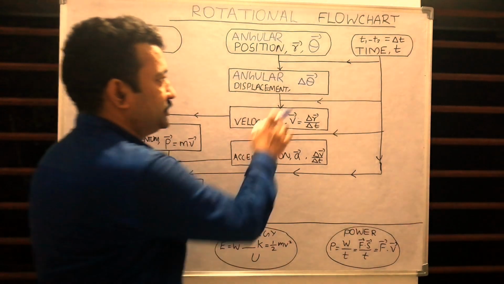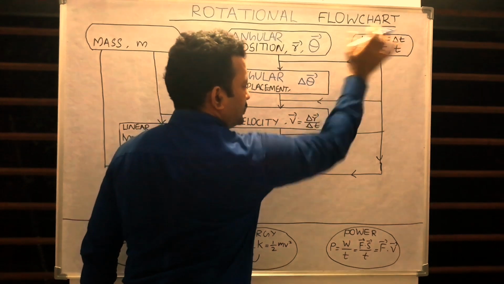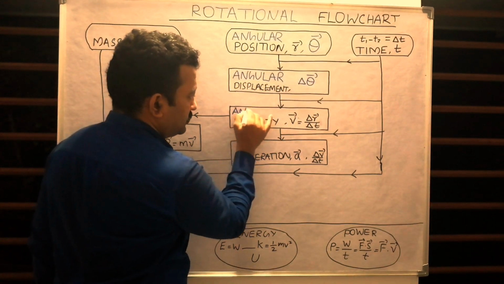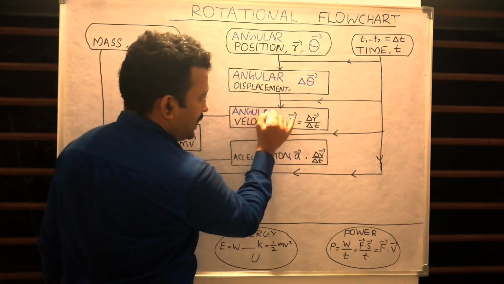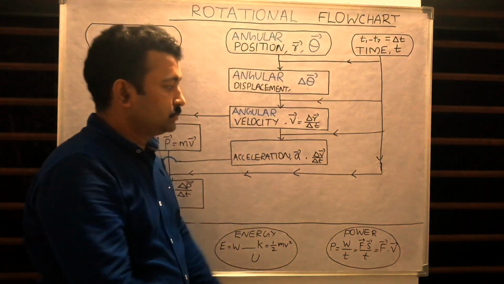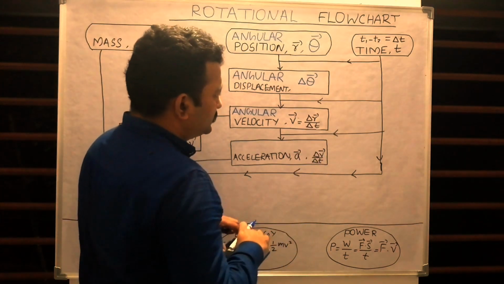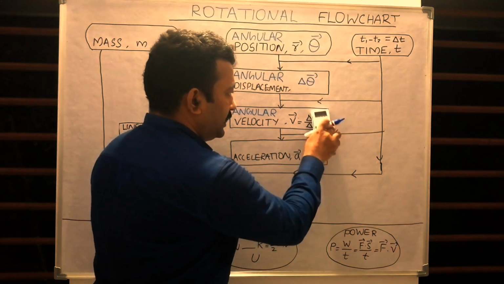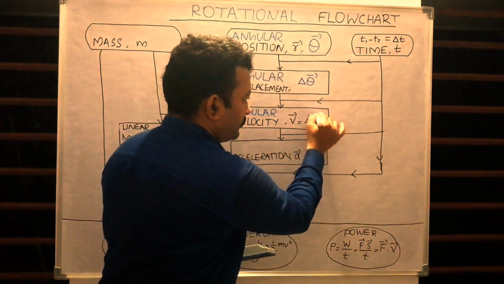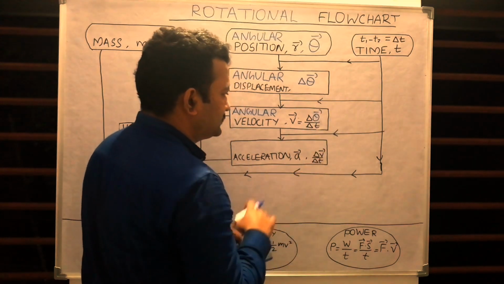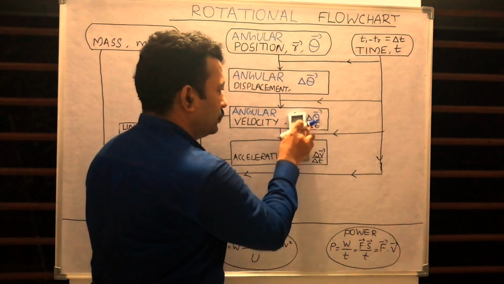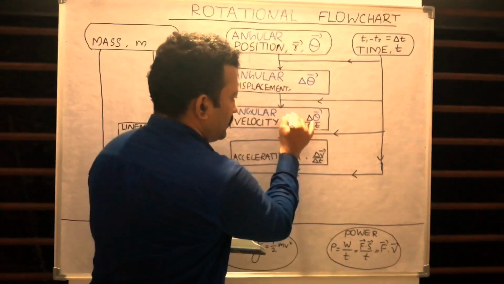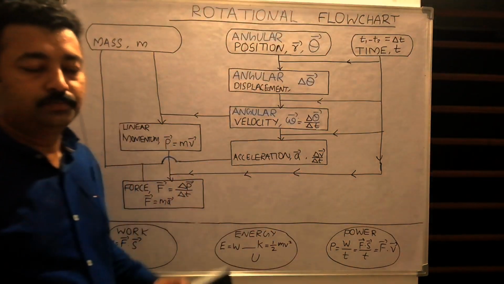Now it is our time to measure the angular displacement with respect to the time. That gives you the concept of angular velocity. What is angular velocity? Similar, but instead of delta r, it becomes delta theta. And the symbol is slightly different. The symbol for angular velocity is omega vector.